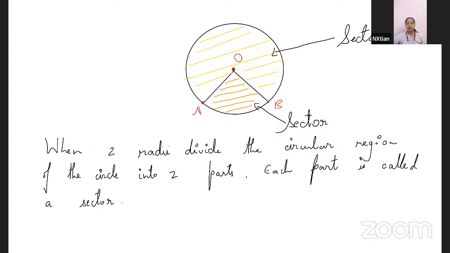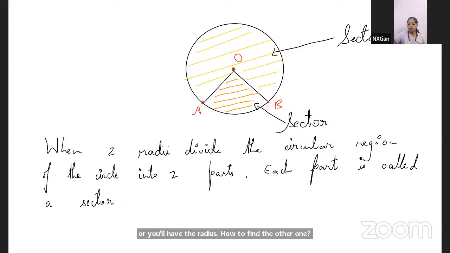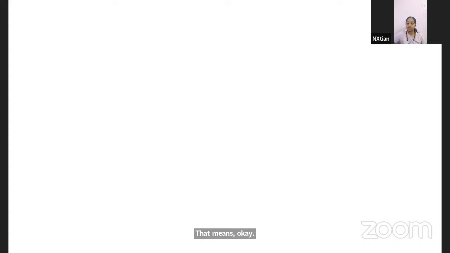This class today, after this topic, I'll be showing you how to calculate the radius and the diameter. One thing will be given to you: either you'll have the diameter or you'll have the radius. How to find the other one, that we'll see. Okay, so let's move on to it. Calculating. Let's see, calculating the diameter first. Let's see the radius.